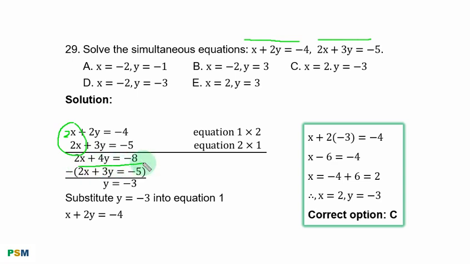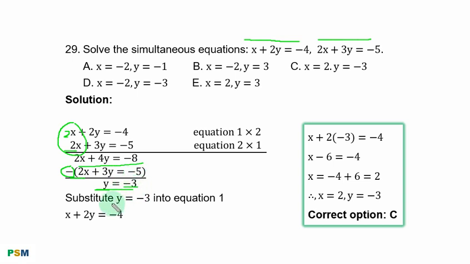You have this result. Then multiply through equation 2 by 1 for these 2 to remain. The signs are the same in both equations, hence I have to subtract. And when you do that, you have y equal to minus 3. 2s minus 2s is 0, plus 4y minus plus 3y is y, minus 8 minus 5 is minus 3.